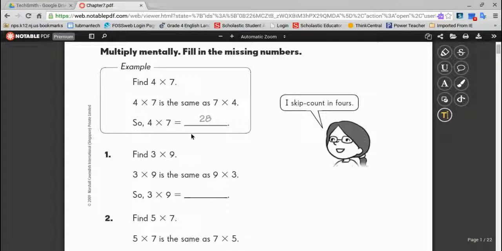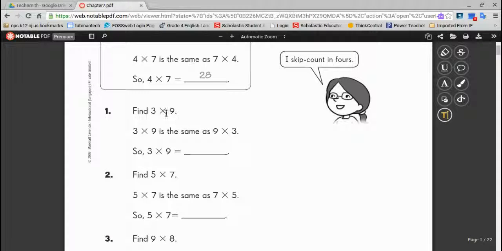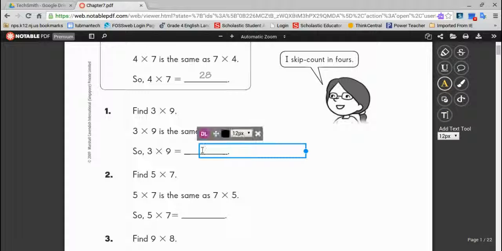It's up to you. So if you look at number 1, we can skip count in 3s or skip count in 9s. You get the same exact answer. 3 times 9 is the same as 9 times 3. I'm going to skip count in 9s because I only have to do it 3 times. So if you skip count in 9s, you get 9, 18, and 27. So my answer here, 3 times 9 is 27.